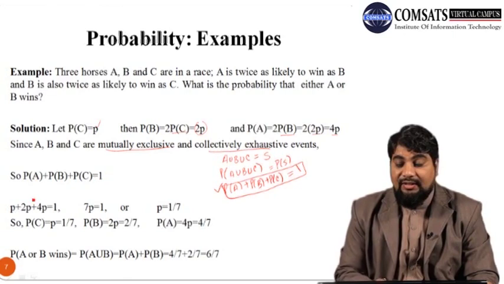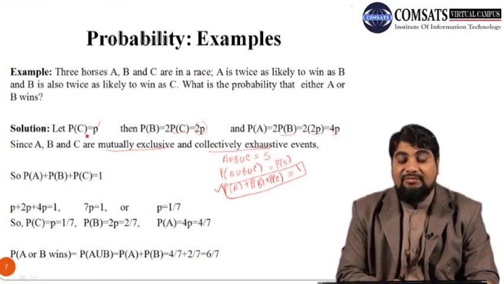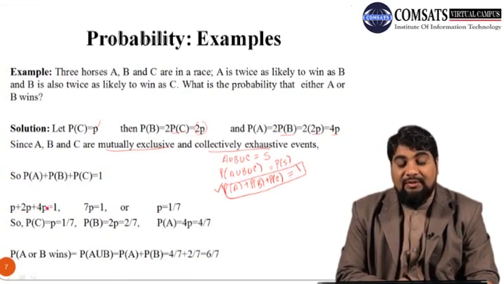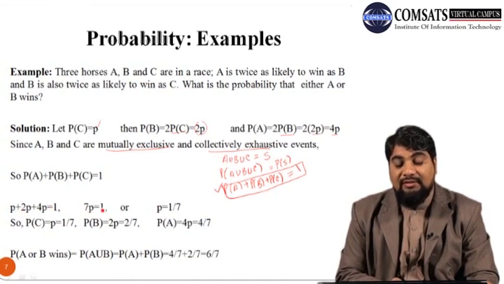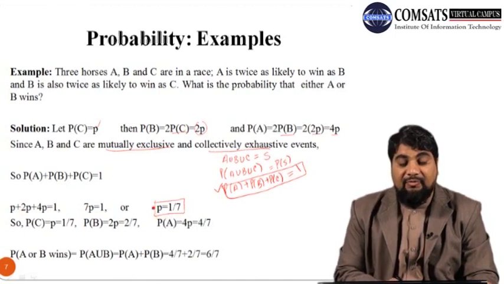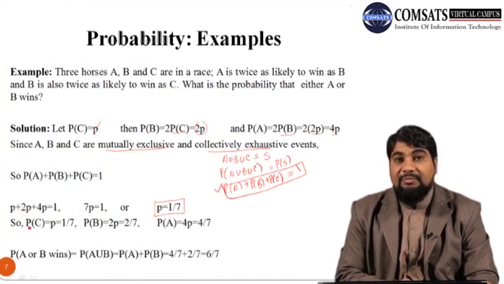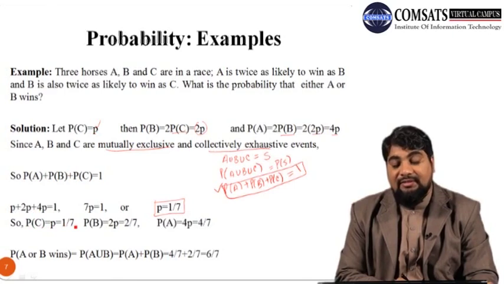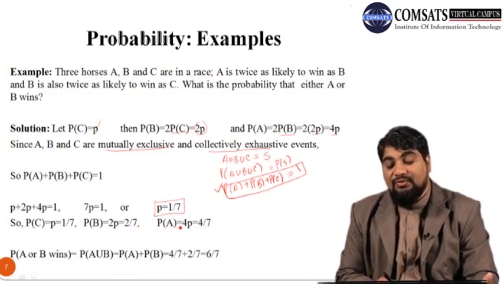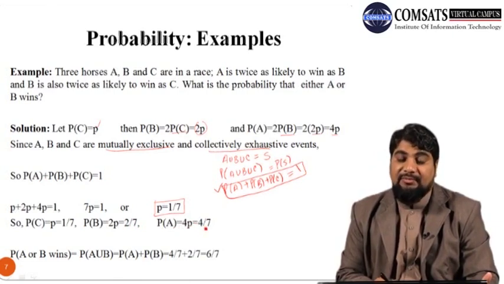Probability of A is 4p, probability of B is 2p, and probability of C is p. So their sum is p plus 2p plus 4p, which is 7p equals 1, or p is 1 by 7. So probability of C is p, which is 1 by 7. Probability of B is 2 times p, which is 2 over 7. And probability of A is 4p, or 4 over 7.